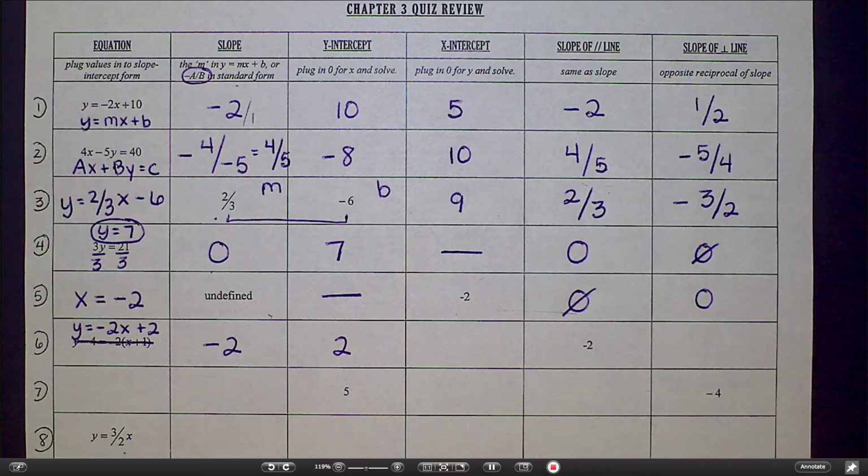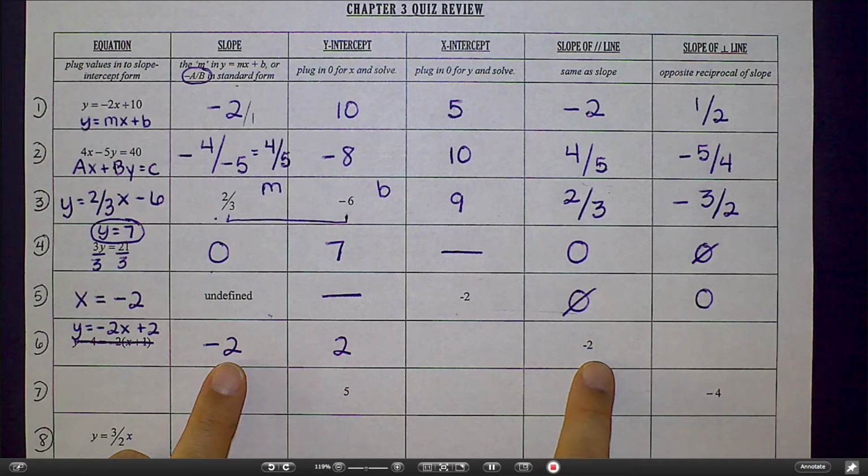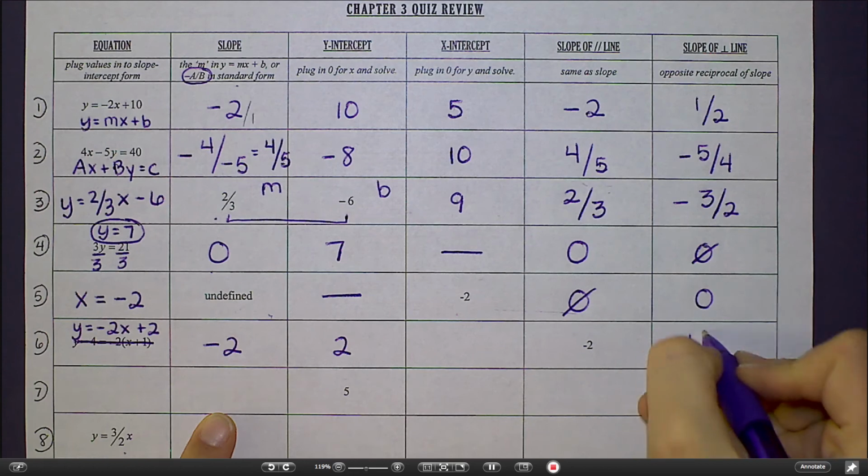Okay. Oh, and look, they even gave us that the parallel line slope was negative 2, so that's a great way for us to check that we were right. Our slope should match this. So they match, that means we're in good shape. And then the opposite reciprocal of negative 2 would be 1/2.